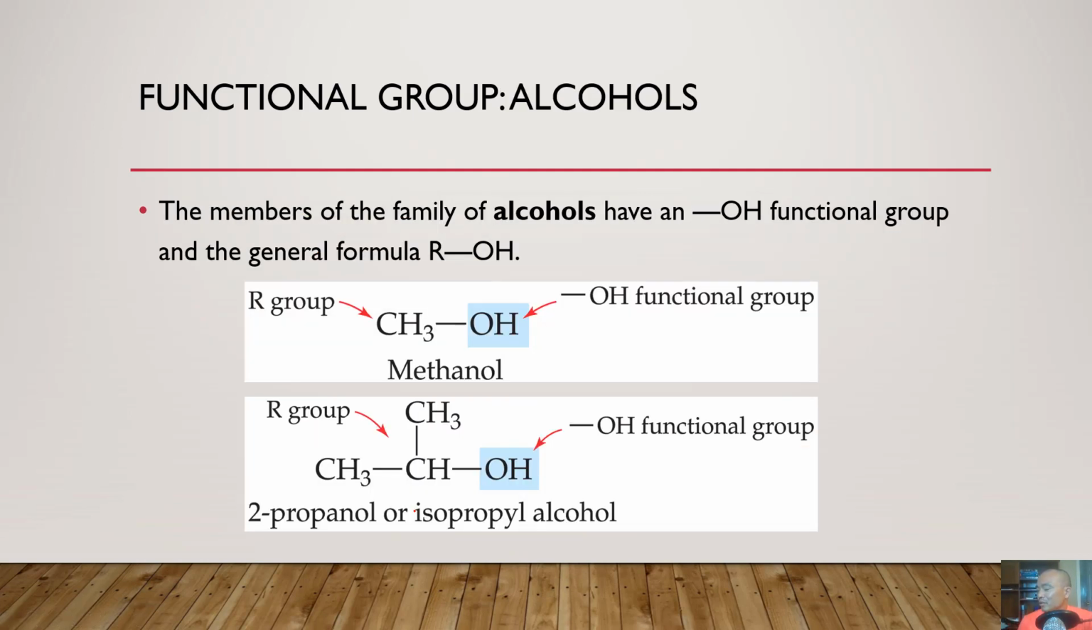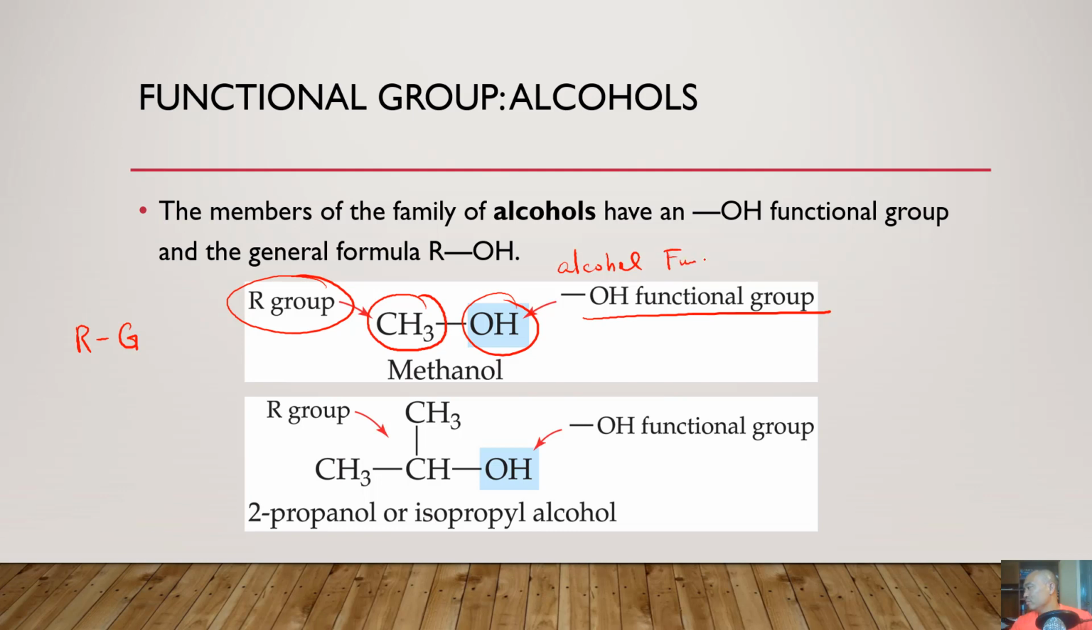For example, when you look at methanol, on the left side you have the CH3 group, that's the methyl group, and this is the hydrocarbon, the R group in the RG representation, and the OH group is the functional group, and this functional group is for alcohol. So sometimes we also call this OH group the functional group for alcohol.